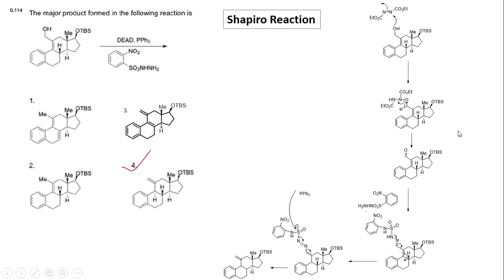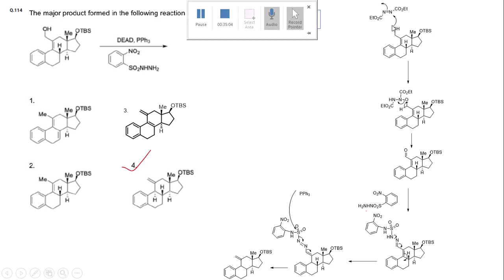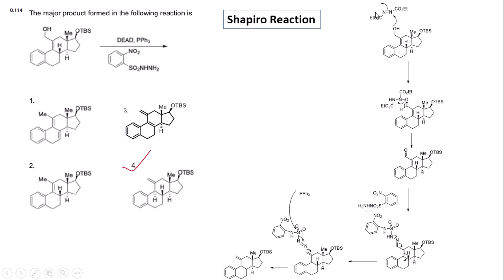Next is the Shapiro reaction. In that case, the reaction happens first with diethyl azodicarboxylate, DEAD, for the formation of the carbonyl group by activation of the oxygen atom to give the carbonyl group, and after that the azo compound is formed, and this azo compound helps to form the exocyclic bond, and option 4 is the correct option.